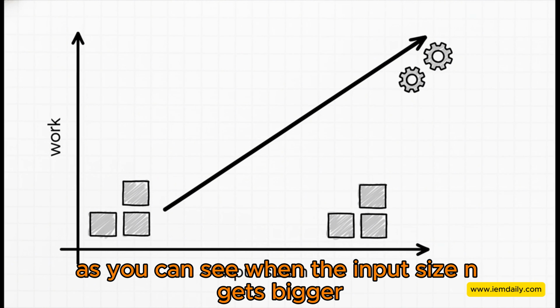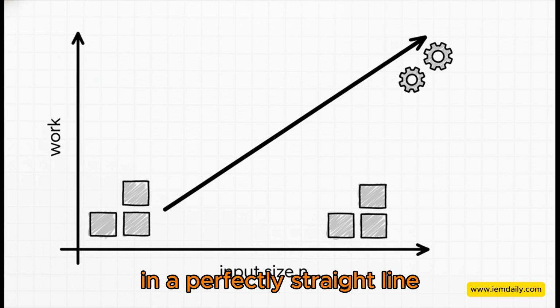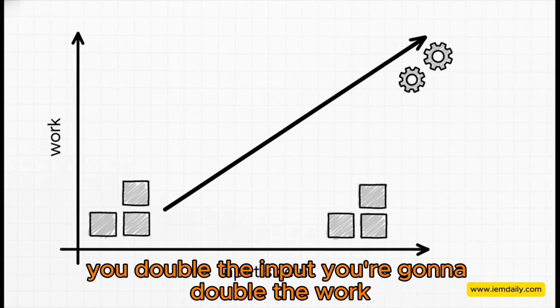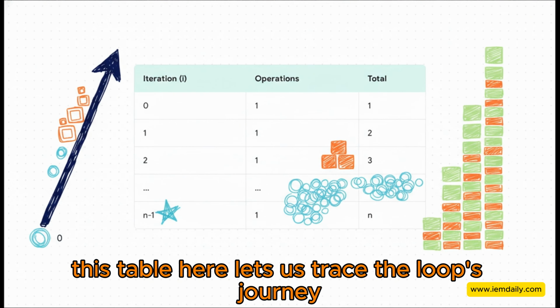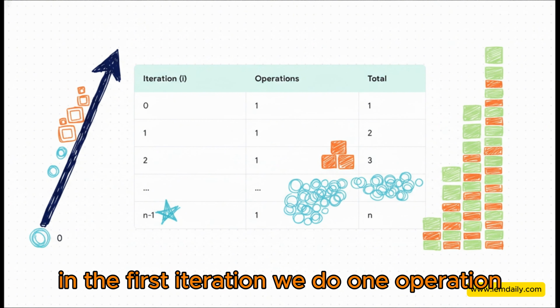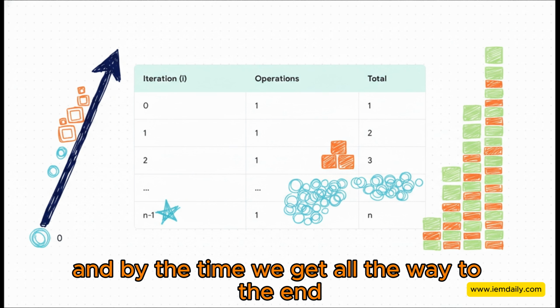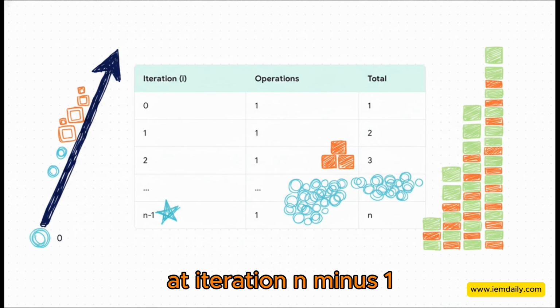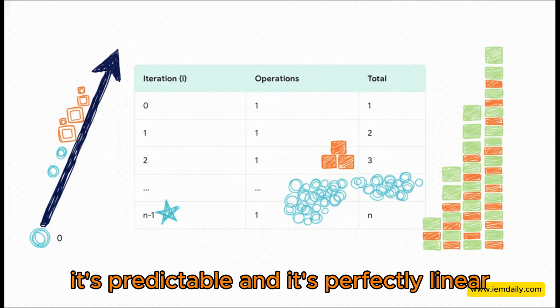As you can see, when the input size n gets bigger, the amount of work our code has to do goes up in a perfectly straight line. You double the input, you're going to double the work. It's a really clean one-to-one relationship. This table here lets us trace the loop's journey step by step to see how that work adds up. In the first iteration, we do one operation. By the second, we've done two total. And by the time we get all the way to the end, at iteration n-1, we've done exactly n total operations. It's clean, it's predictable, and it's perfectly linear.